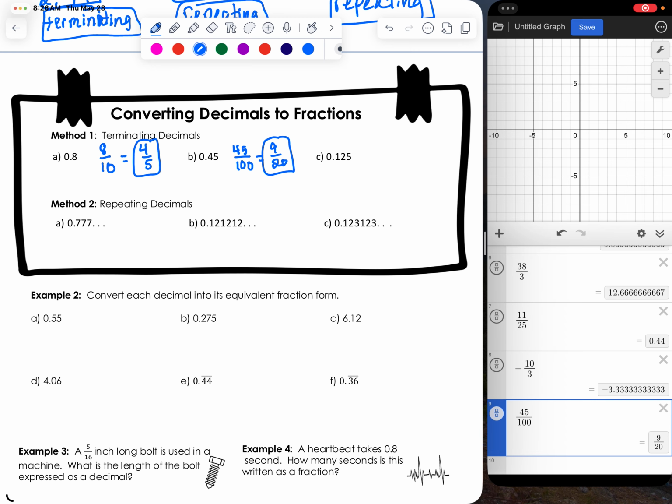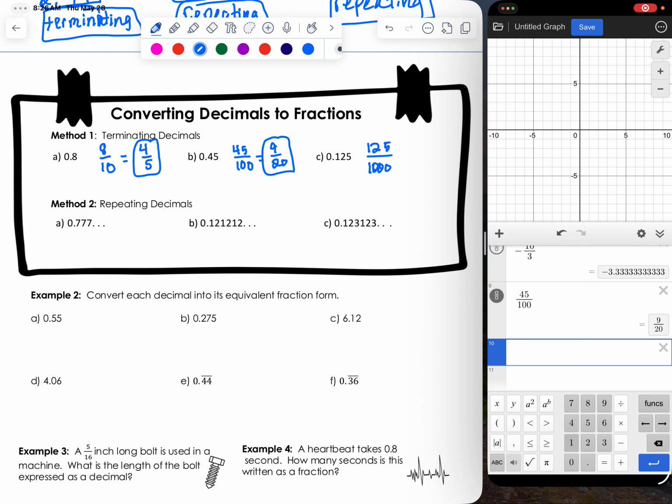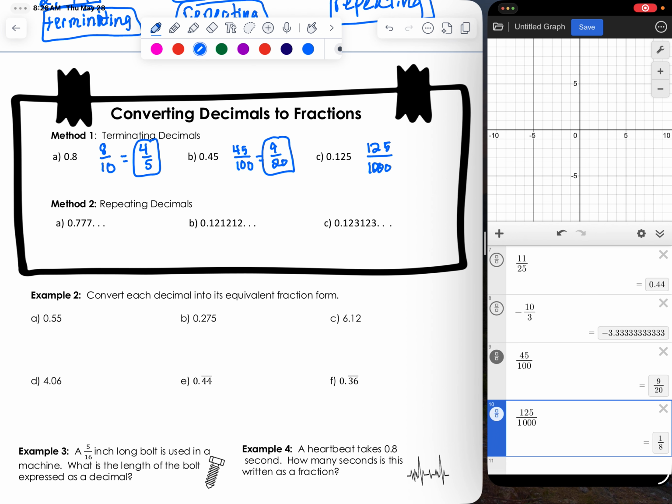All right. Problem C, 0.125. So this time we have 3 decimal places. So our denominator will be 1,000. So I'll have 125 over 1,000. And then those are pretty big numbers, so I'll use my calculator to reduce that for me. 125 over 1,000. And that would reduce to 1/8. Now, that's for terminating decimals.